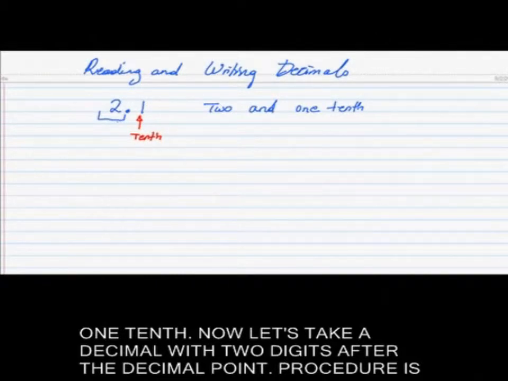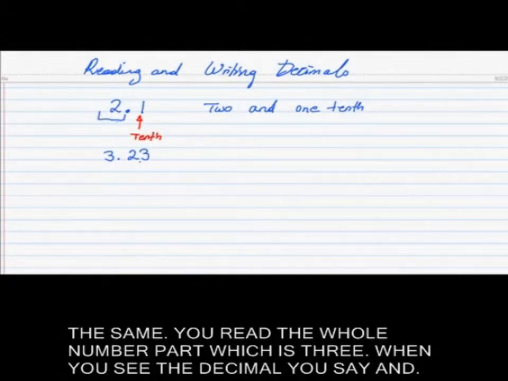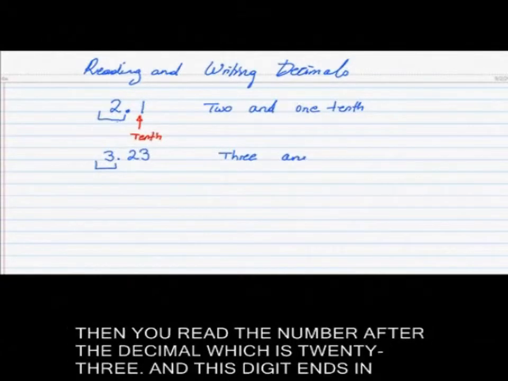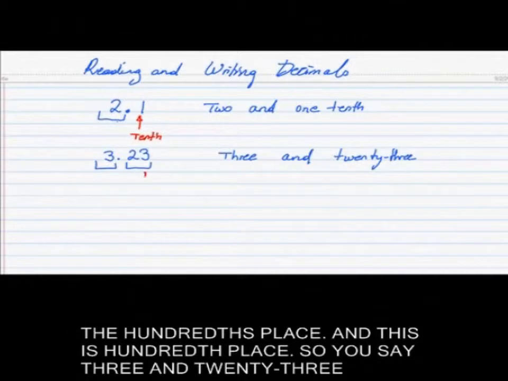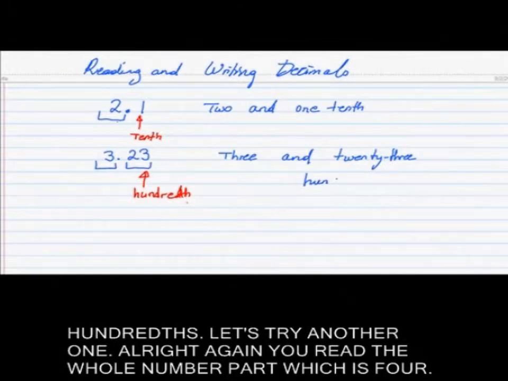Now let's take a decimal with 2 digits after the decimal point. The procedure is the same. You read the whole number part, which is 3. When you see the decimal, you say "and". Then you read the number after the decimal, which is 23. And this digit ends in the hundredths place. So you say 3 and 23/100.